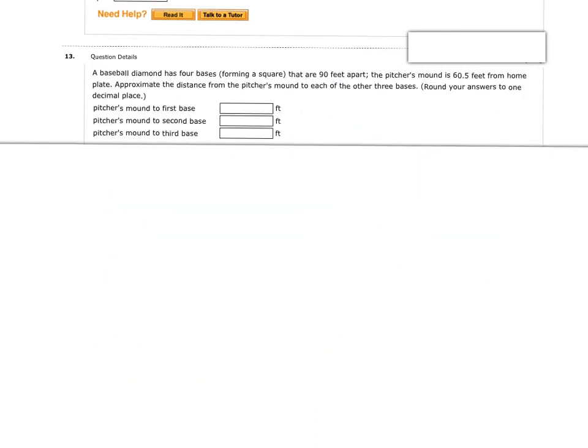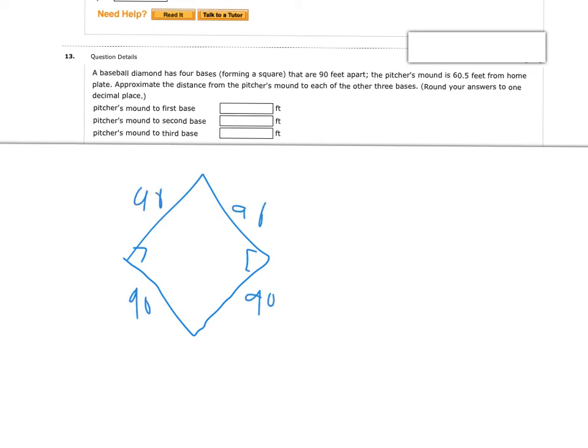All right, next up here we got a baseball diamond, which is actually not a diamond, it's actually a square, because all of these are right angles here. And it's 90 feet on all of these. And the kind of weird thing they're asking us about here is the pitcher's mound, which they say is 60.5 feet away from the home plate. And so they want the distance from the pitcher's mound to all the bases.